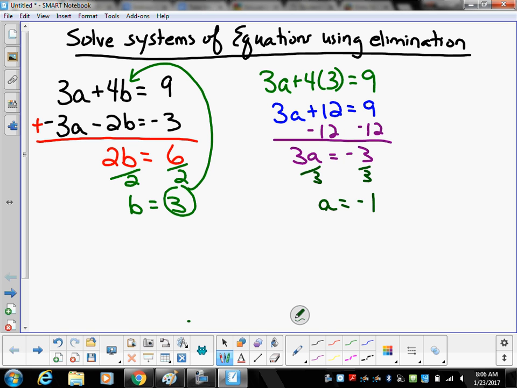Okay, so what is my solution to this system? It's the ordered pair negative 1, 3. Remember, your solutions need to be in alphabetical order, so in this case, the A has to come first, because you got A and B, A comes before B. All right. Questions on that? Okay, y'all want to do one by yourself real fast, with me walking around?